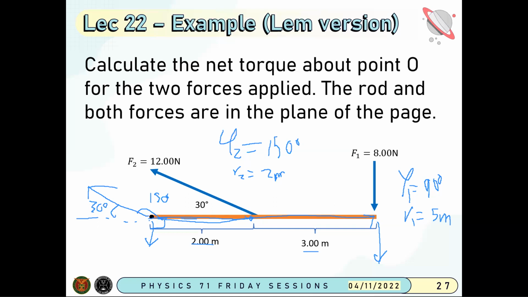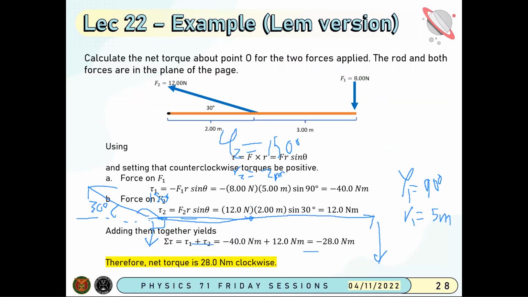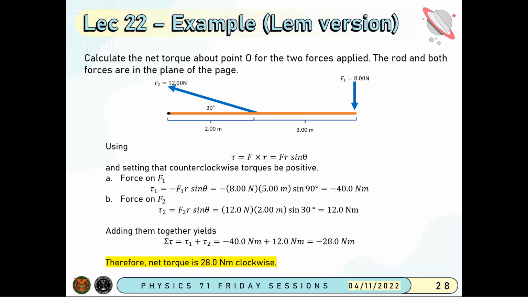So we can now find the torque for each of the forces. Using F cross R or FR sine theta, the torque due to F1 will be 8 newtons times 5 meters times sine of 90 degrees, which will be 40 Newton meters.